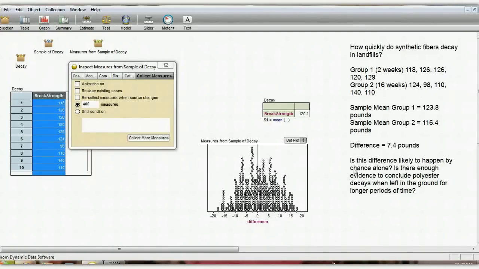Is this difference likely to happen by chance alone? Definitely. And is there enough evidence to conclude that polyester decays when left in the ground for longer periods of time? Well, we can see that there's quite a bit of variation here. And as a matter of fact, a lot of the values were centered around 0 here, indicating that there really is no difference between the mean breaking strength for the two groups.